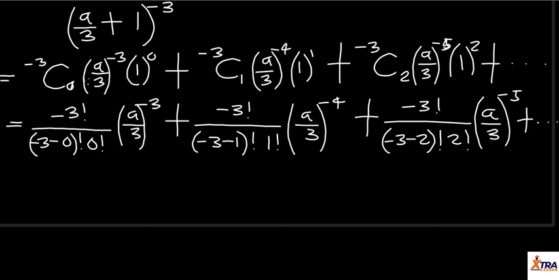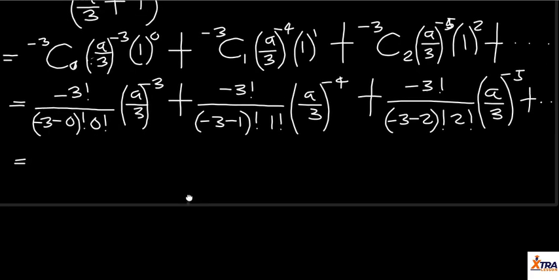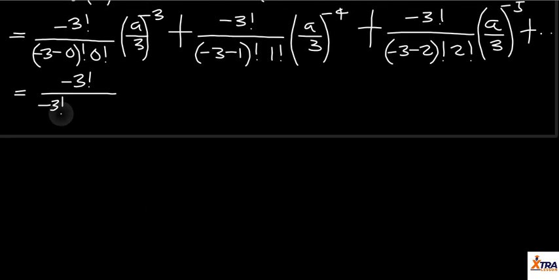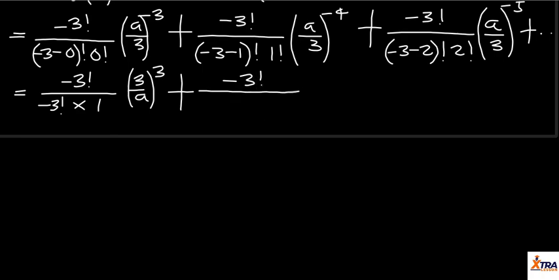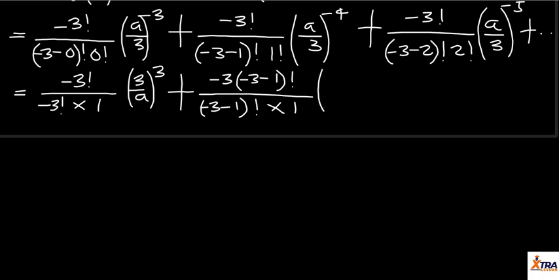So moving forward, I can say from here that this gives me a value. Simplifying this, I will have minus 3 factorial over minus 3 factorial times 1, which is 0 factorial. From my knowledge of indices, a over 3 all raised to power minus 3 simply means 3 over a all raised to power 3. Plus the same thing here, I have minus 3 factorial. To break this down, I can easily say this is minus 3 times minus 3 minus 1 factorial all over minus 3 minus 1 factorial times 1. Using the negative index law, this becomes 3 over a all raised to power 4.